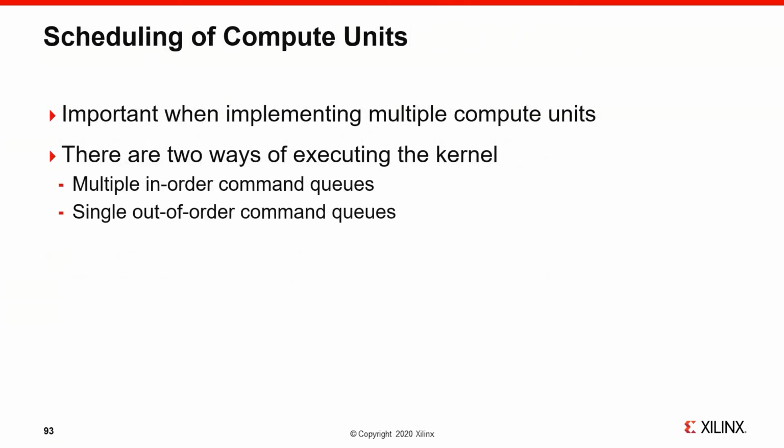We've already seen that scheduling kernels can introduce overheads and some techniques to reduce these. Ideally, we would only use one compute unit, but this isn't always possible or practical. Scheduling kernel operations efficiently is key to overall system performance. This becomes even more important when implementing multiple compute units or kernels. There are two ways of managing the execution of a kernel. We can use multiple in-order command queues or single out-of-order queues.